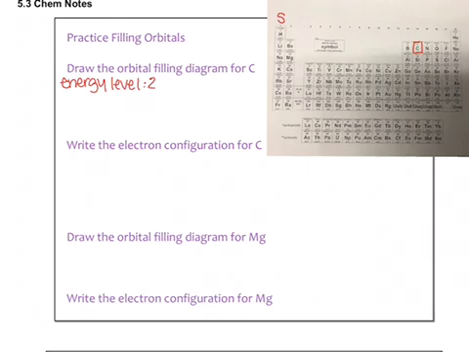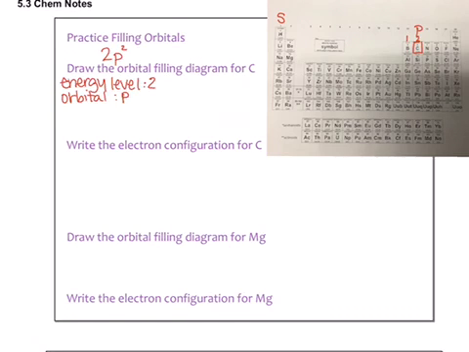So remember, this is the S block and this is the P block. So our orbital is the P. And so we know our electron configuration has to end in 2p, and then notice this is the second element in that P block. So it will have 2 electrons there.